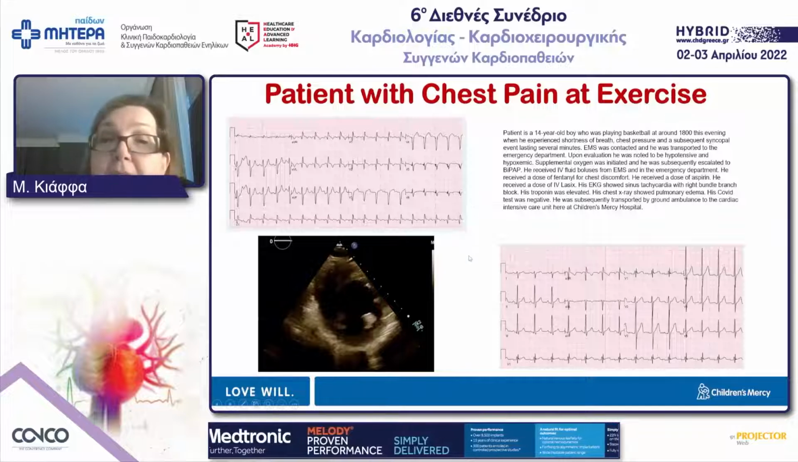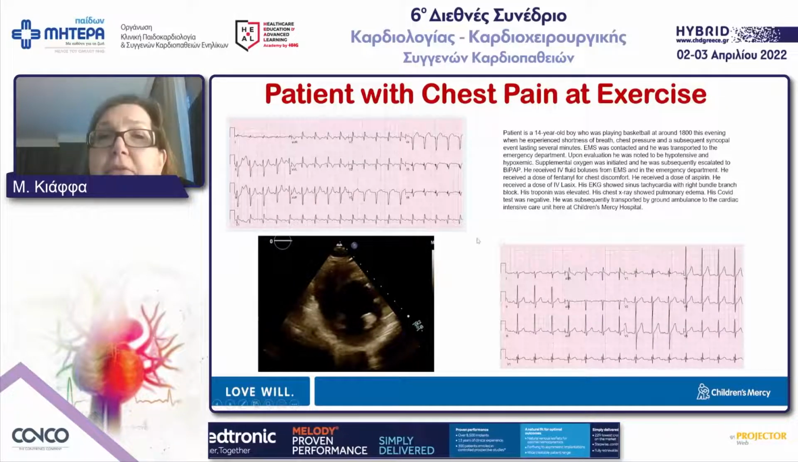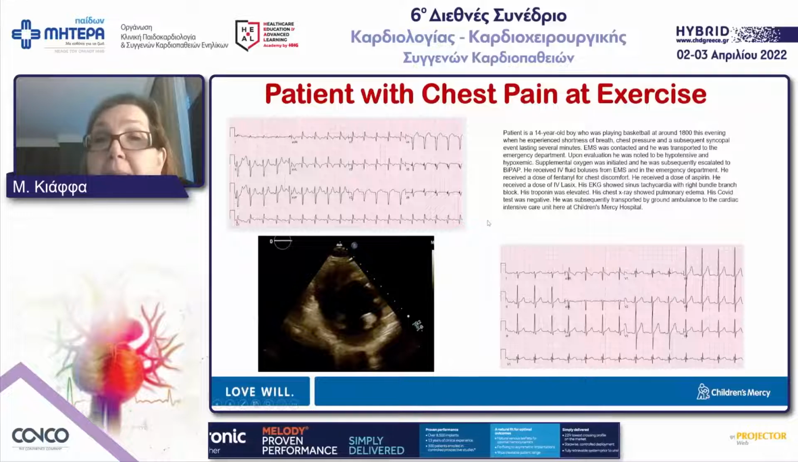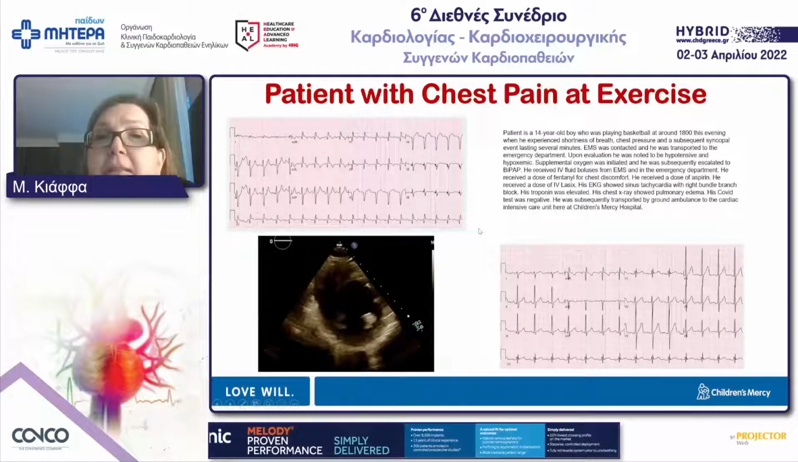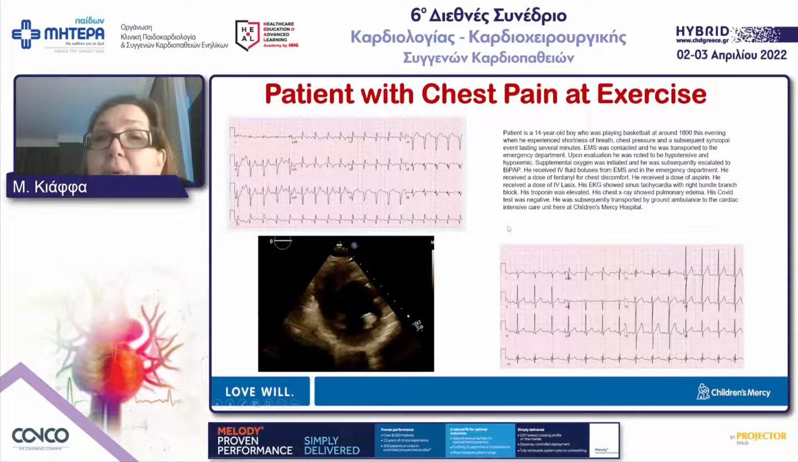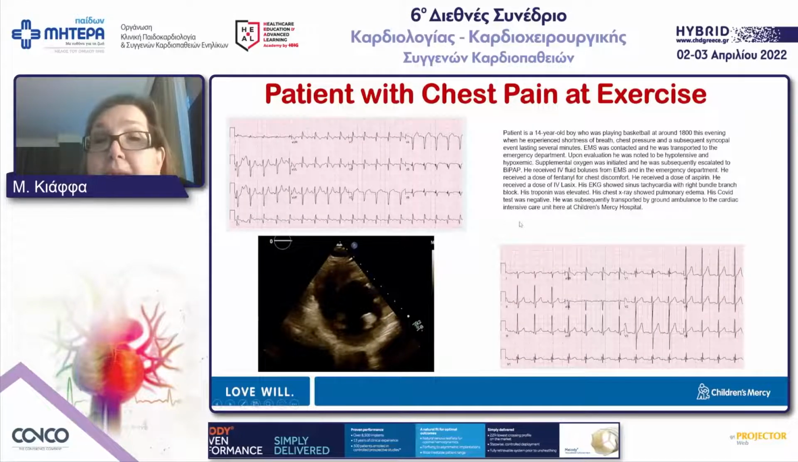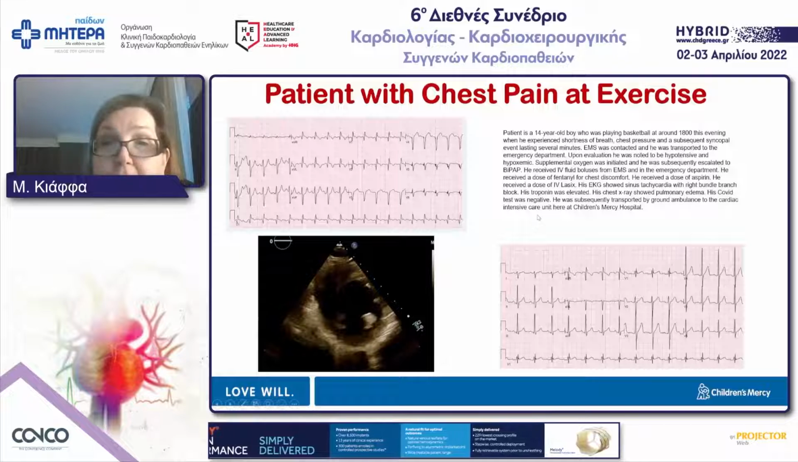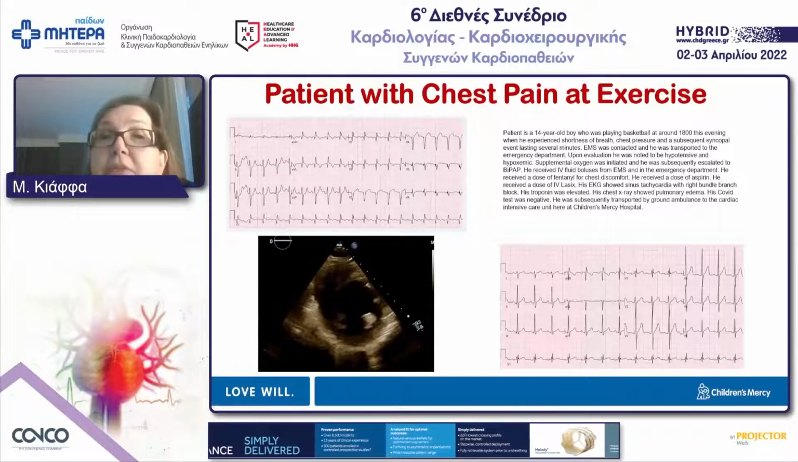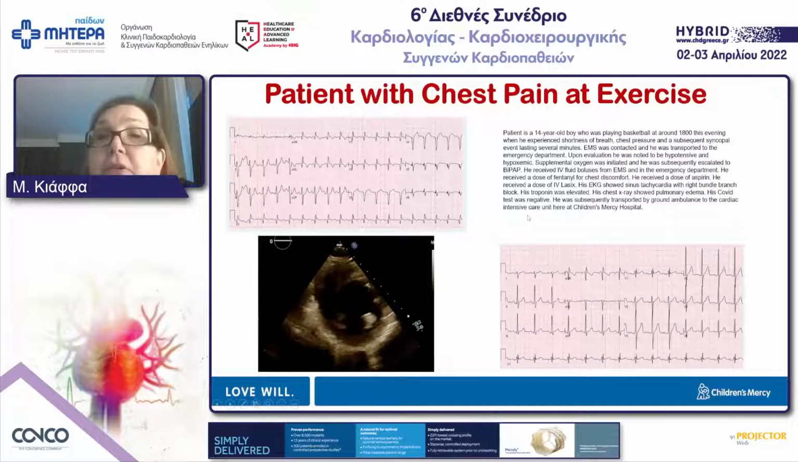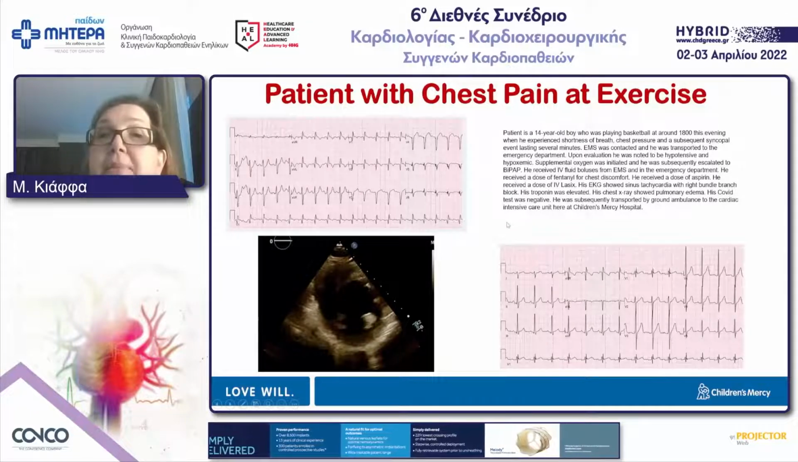Another patient with a history of substance abuse, a 14-year-old, was playing basketball around 6 p.m. last Friday when he experienced severe chest pain, shortness of breath, chest pressure, and had a syncopal event that lasted several minutes. Of course, EMS was called, and he was transported to the nearest ER. Upon evaluation, he was noted to be hypotensive and hypoxemic.